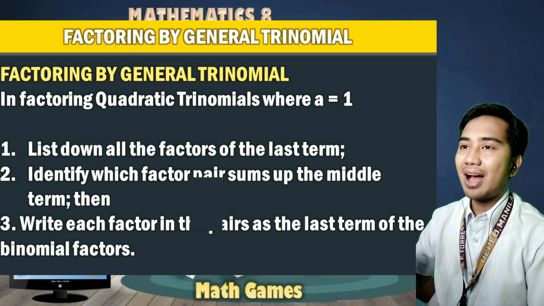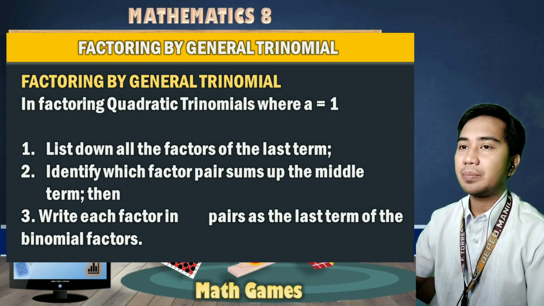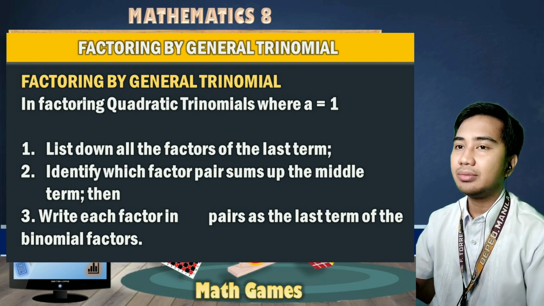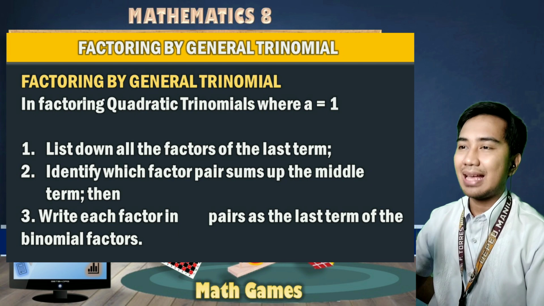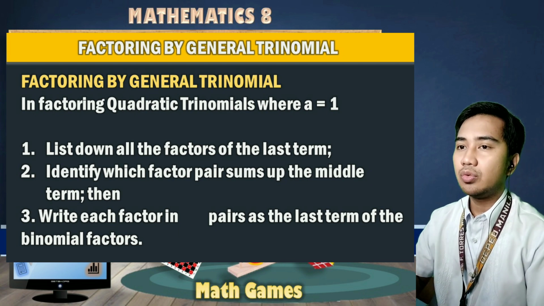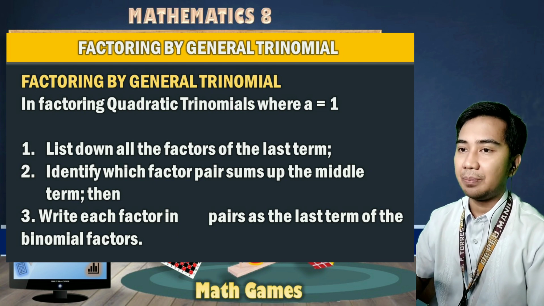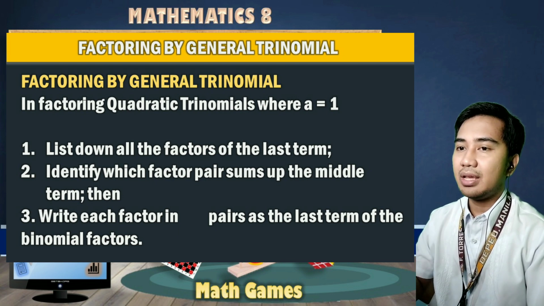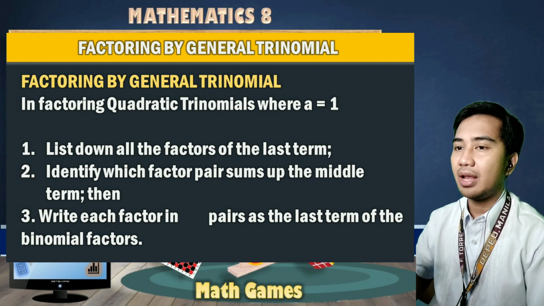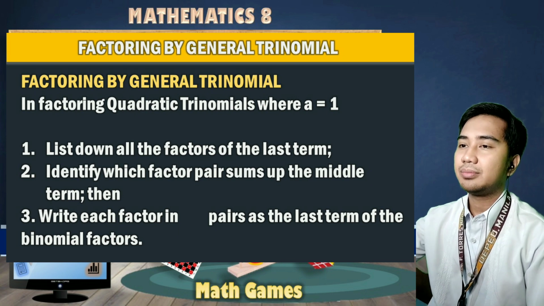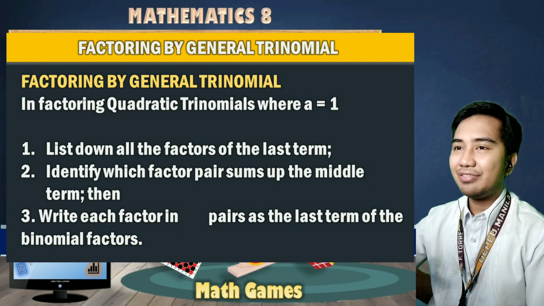For the last, factoring by general trinomial. In factoring quadratic trinomials where a is equal to 1, here are the following steps. Number 1, list down all the factors of the last term. Number 2, identify which factor pair sums up to the middle term. Then number 3, write each factor in reverse as the last term of the binomial factors. So let's have these examples.